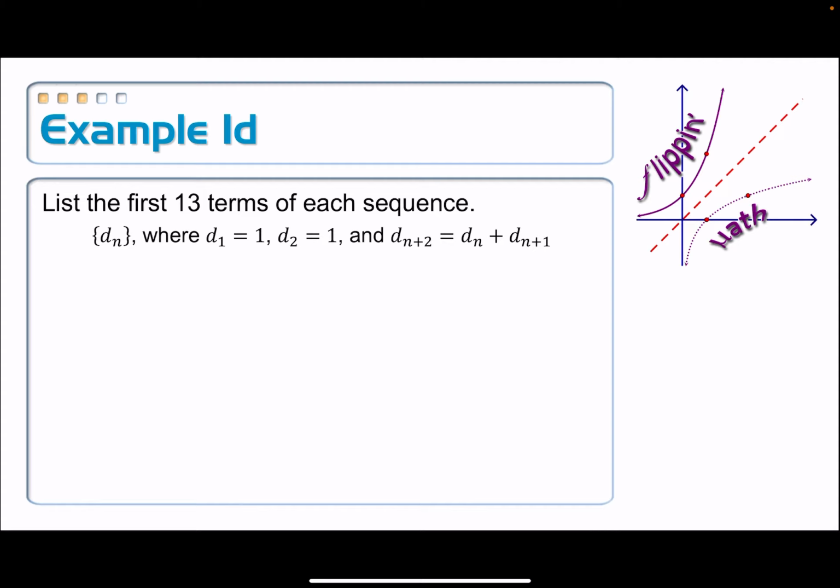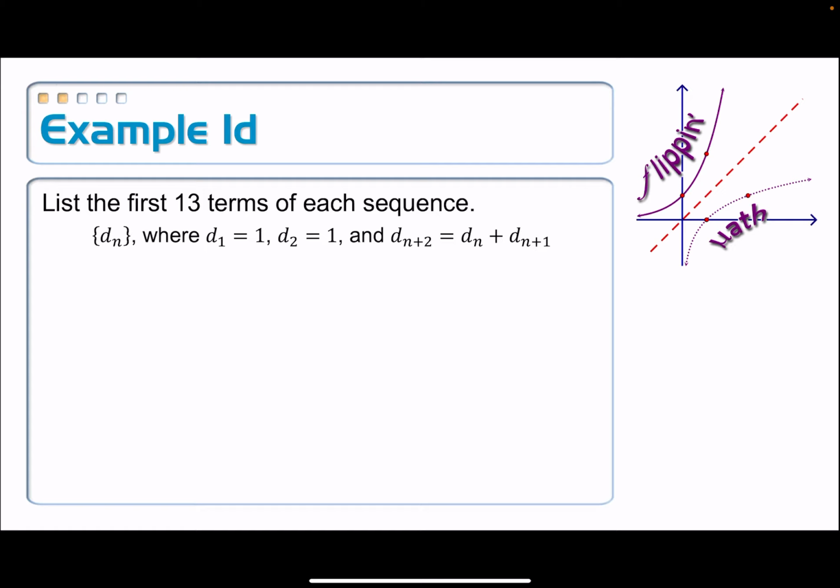All right, here's another one. This one is a strangely defined function, but a famously defined function. We're going to call this one d sub n. And the first term is just 1. The second term is also 1. And the n plus 2 term, in order to figure it out, you need the nth term plus the n plus 1th term. This is a recursive sequence. In order to find any particular number in the sequence, you have to know the 2 that came before it, which is why they gave us the first 2 of them.